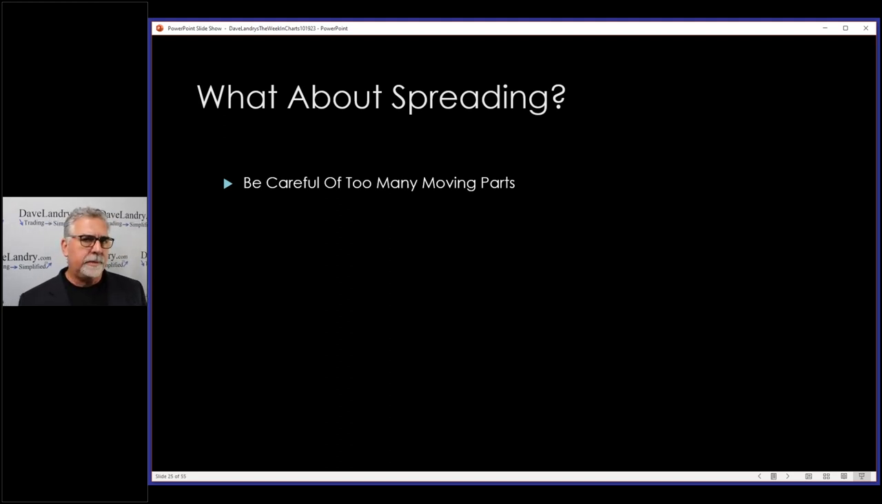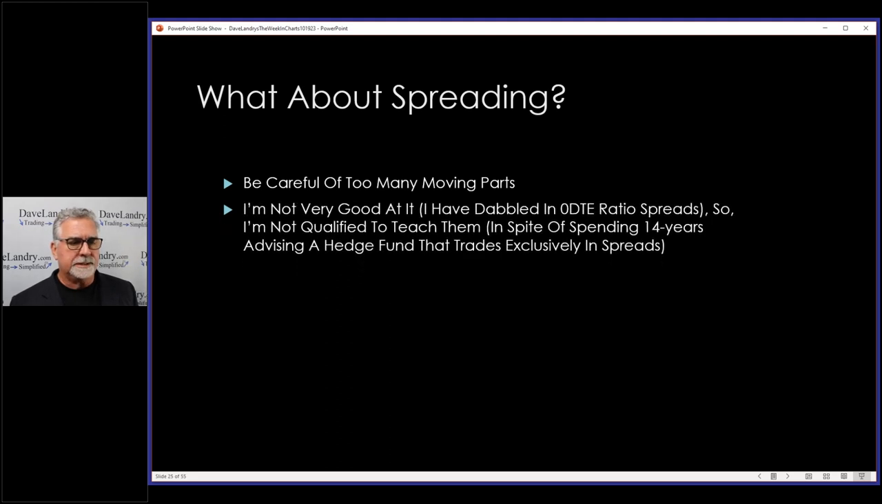But when you start building these complex option positions, you end up with too many moving parts. So the closest thing to a complex position that I will put on, never say never, but likely put on, is a spread. But I'll admit, I'm really not good at this yet. I haven't wrapped my head fully around the spreads.